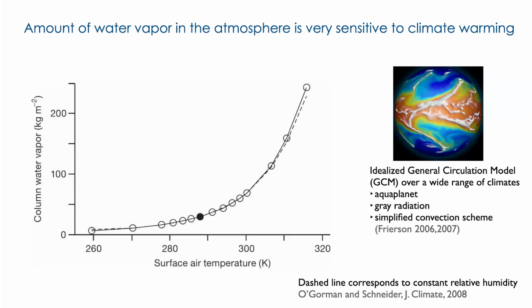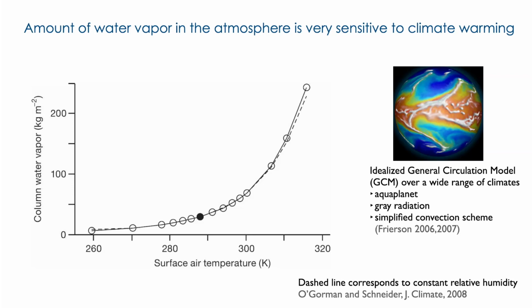Now, each simulation has been run with an idealized general circulation model, a snapshot of which is shown on the right. This is an aquaplanet. We use a simplified gray radiation and a relatively simple convection scheme from Frierson. And we're going to use this idealized general circulation model several times during the talk, so it's good to introduce it here. And then I'll just also point out that the dashed black line on the left shows what happens at constant relative humidity, which is pretty similar to what we see for the full column water vapor.